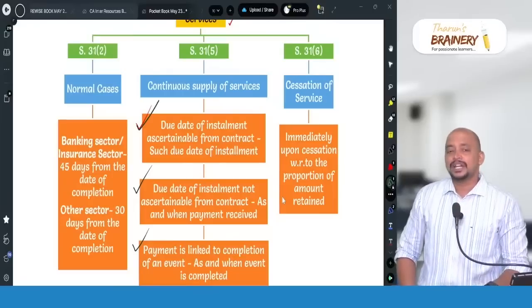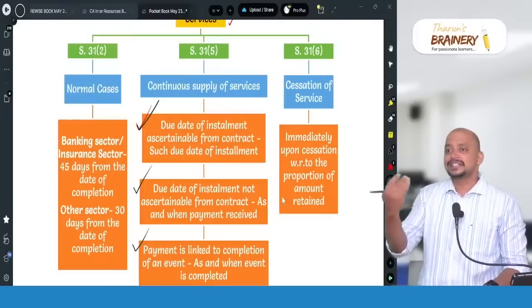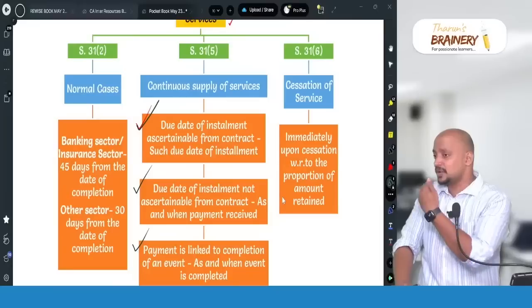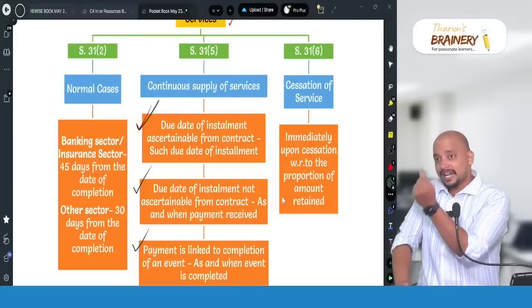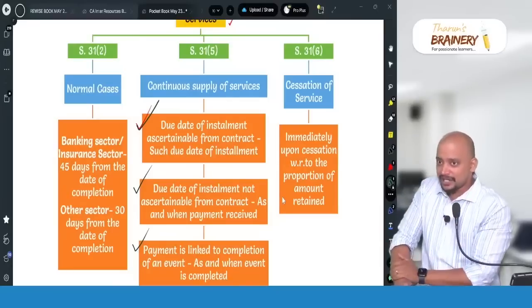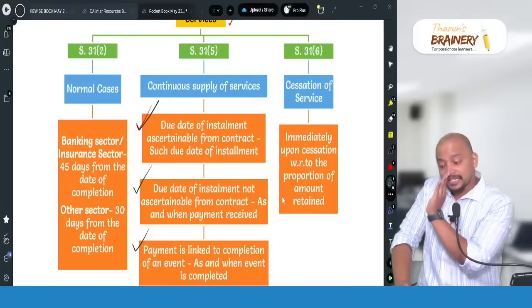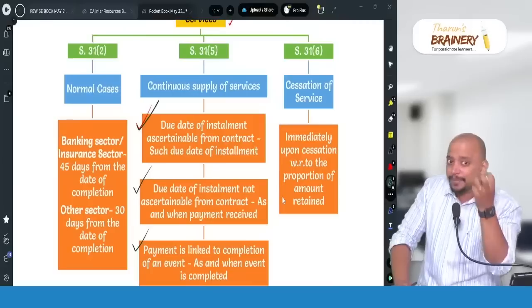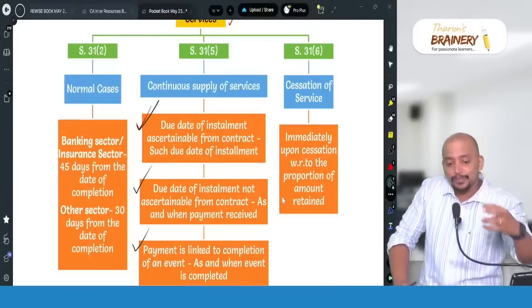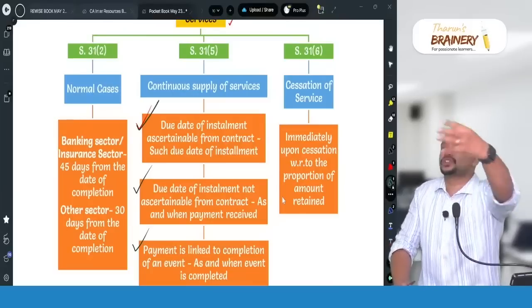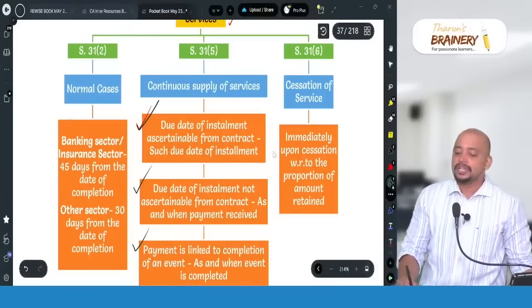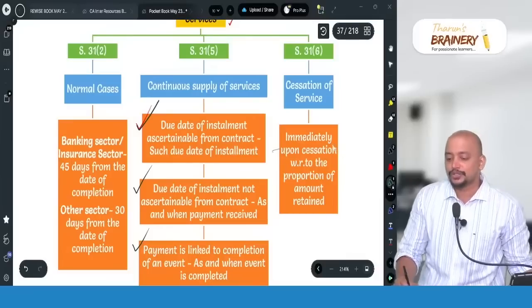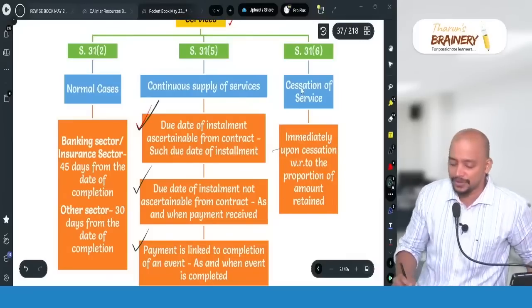Now what happened here is that for 10 days he acted in the movie and thereafter he quit the movie. So at 1 lakh per day, 50 lakhs he would get for 50 days, but he acted only 10 days, meaning he needs to get 10 lakh rupees. So there is some proportionate amount he should get. For the proportionate amount, immediately upon cessation the invoice needs to be raised.